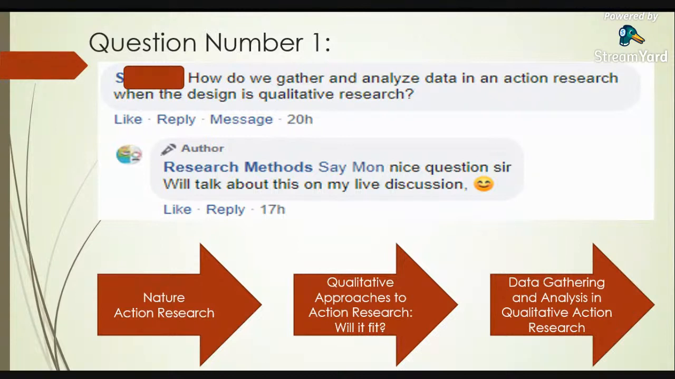So, in this discussion, we will talk first about the nature of action research, qualitative approaches to action research, will it fit, and data gathering and analysis in qualitative action research. Itong tatlong ito ang gagamitin natin para sagutan yung tanong ni Sir Simon.